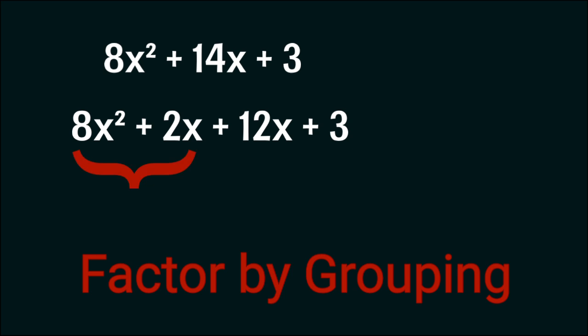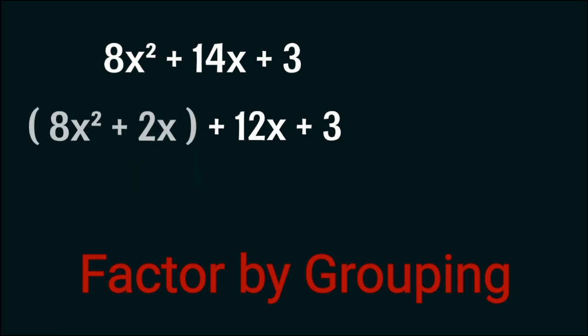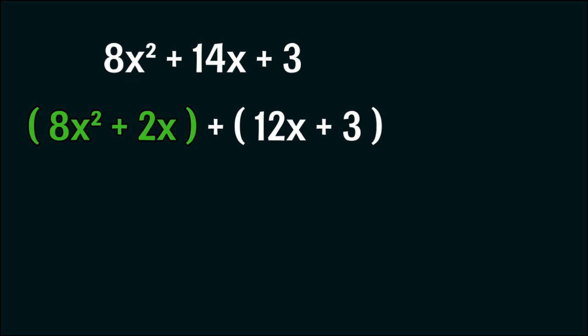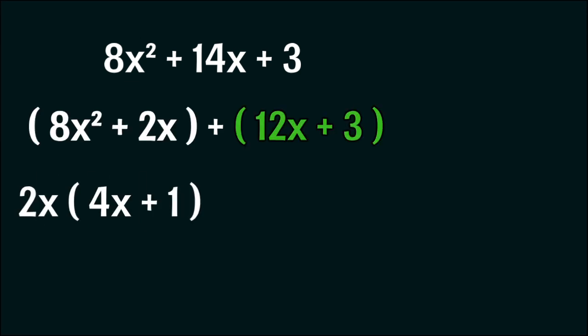I'll group the first two terms together and the last two terms together. In the first group, I can factor out a 2x. And in the second group, I can factor out a 3.